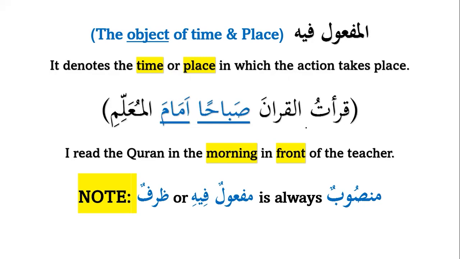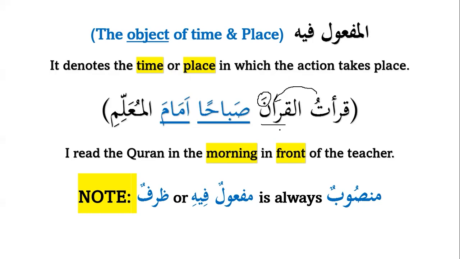Or for example, you say qara'tul Qur'ana. Okay, now Quran, what kind of maf'ul is this? This is maf'ul bihi, as we discussed earlier. Qara'tu al-Qur'ana. This is maf'ul bihi. Why we call it maf'ul bihi? Because this is the direct object or the direct receiver of the action. So when we talk about the direct object, that is called maf'ul bihi.